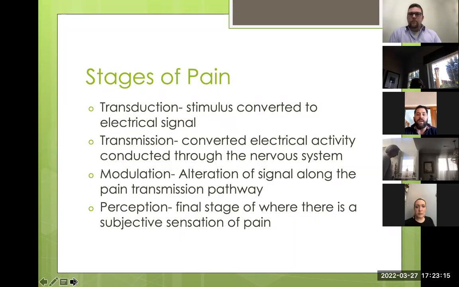The four stages of pain are, first, transduction, which is the stimulus converted to an electrical signal. Then you have transmission, where that converted electrical signal is conducted through the nervous system. Then you go through modulation, which is alteration of the signal along the pain transmission pathway. The descending inhibitory pathway is where endogenous opiates would be released during modulation. And then perception is the final stage, where we have that subjective sensation of pain.